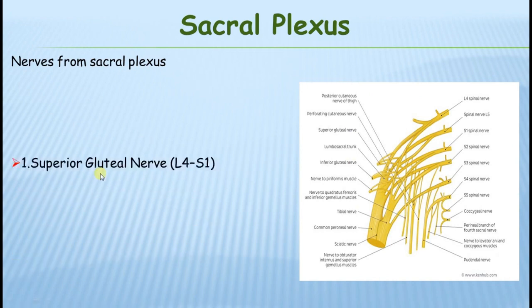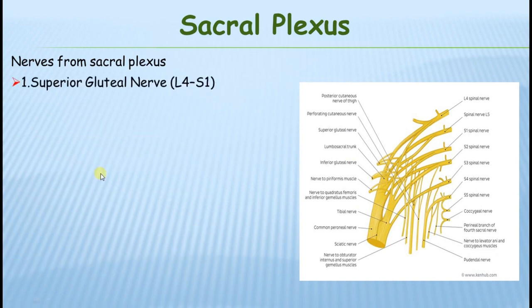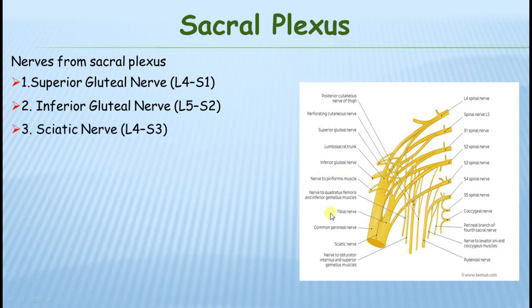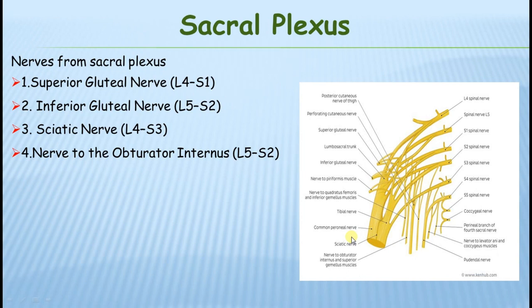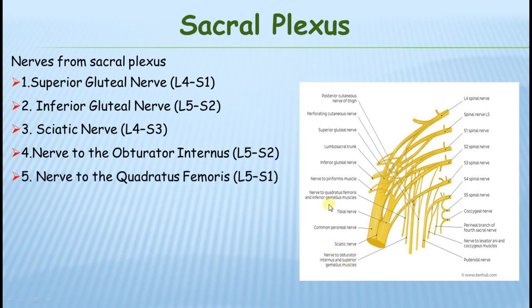So the other branches, mainly you have the superior gluteal nerve. Then you have the inferior gluteal nerve. Then you have the sciatic nerve, one of the large terminal branches. Then you have the nerve to obturator internus. Then you have the nerve to quadratus femoris.